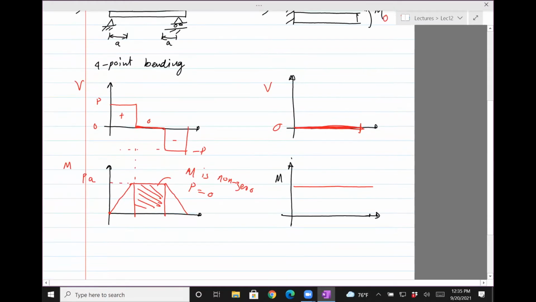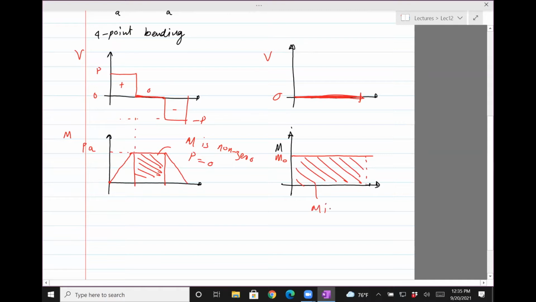That's difficult to relate when M is supposed to be the general bending moment, so let's call it M0. So this is M0 on the y-axis. This is our diagram. Again, M is non-zero, but the shear force V is zero. So here again, our theory will be applied.